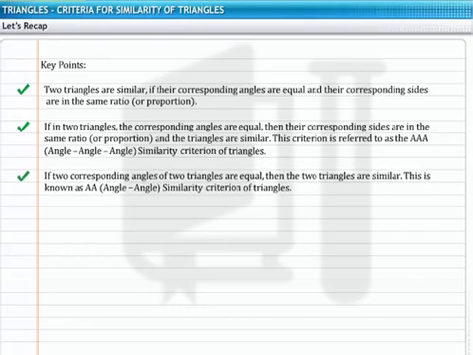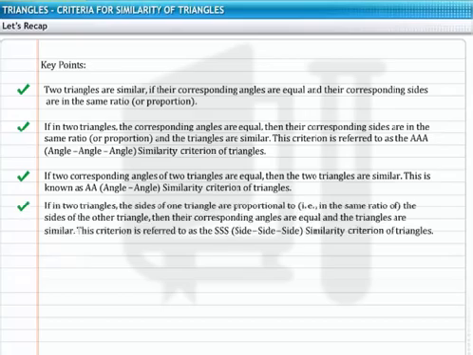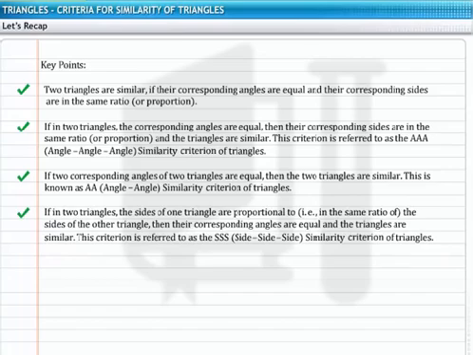If two corresponding angles of two triangles are equal, then the two triangles are similar. This is known as AA, or the angle-angle similarity criterion of triangles. If in two triangles, the sides of one triangle are proportional to the sides of the other triangle, then their corresponding angles are equal and the two triangles are similar. This criterion is referred to as the SSS, or the side-side-side similarity criterion of triangles.